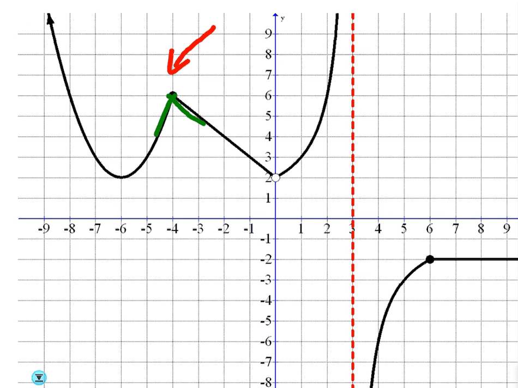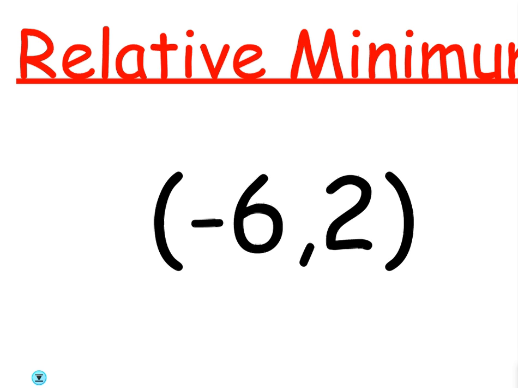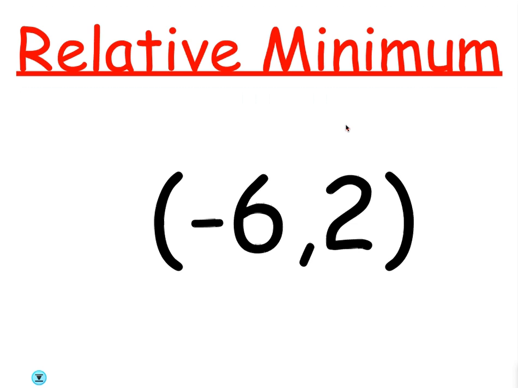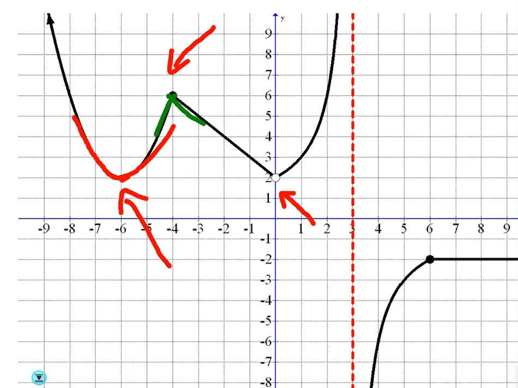Okay, are there any relative minimum? So that's a hole, right? So we cannot count that as a relative minimum. Good. At -6 and 2, every point to the left and right is bigger. So it's the bottom of the curve, -6, 2. There can be more than one. I think the next one is going to show us that. That's a good question.